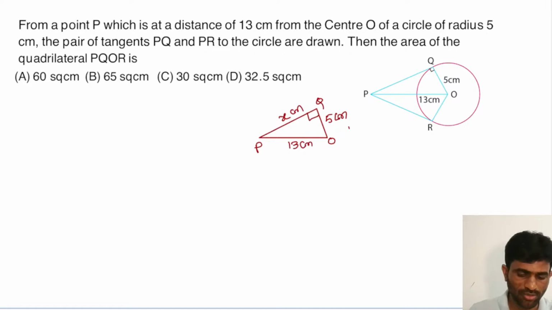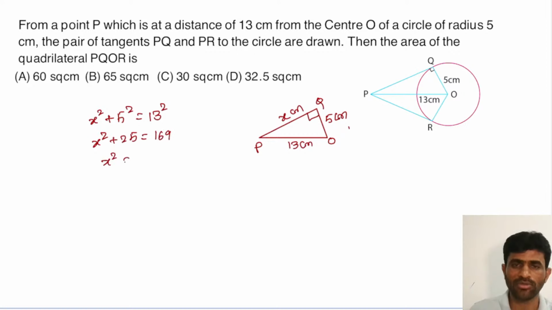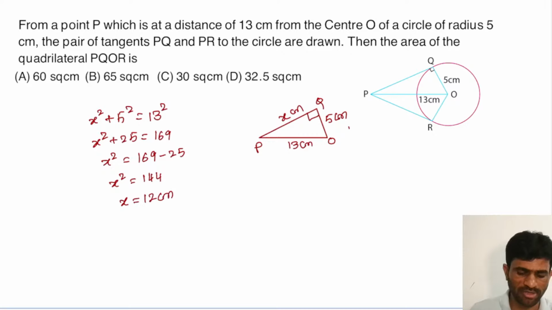So what is PQ now? x square plus 5 square is equal to 13 square. So from this, x square plus 25 is equal to 169. x square is equal to 169 minus 25, which is x square is equal to 144. So x is plus or minus 12. So we take it as 12 centimeters. So we got this now.